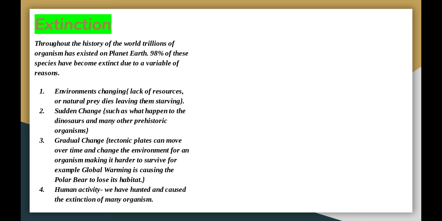So you have the four ways that extinctions can occur: environmental change, sudden change. The dinosaurs were a victim to that. Well, they were a victim to a sudden and gradual change. The asteroid hit the Earth, and then over time, different things happened. Gradual change: right now, polar bears, there's a chance that in 50 years, polar bears may be extinct because of the loss of the Arctic Circle. And then human activity.